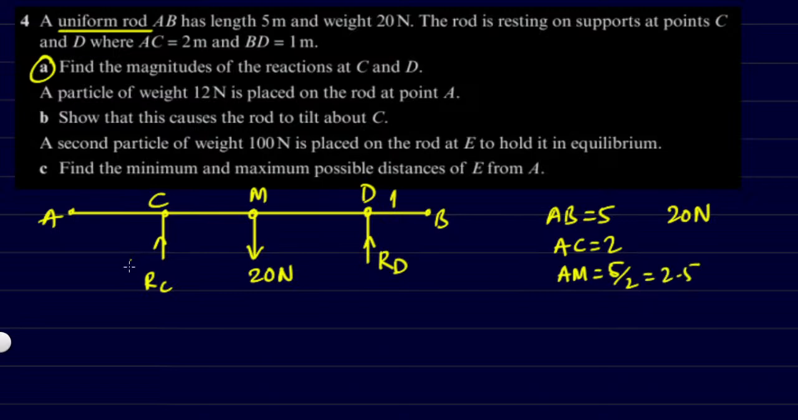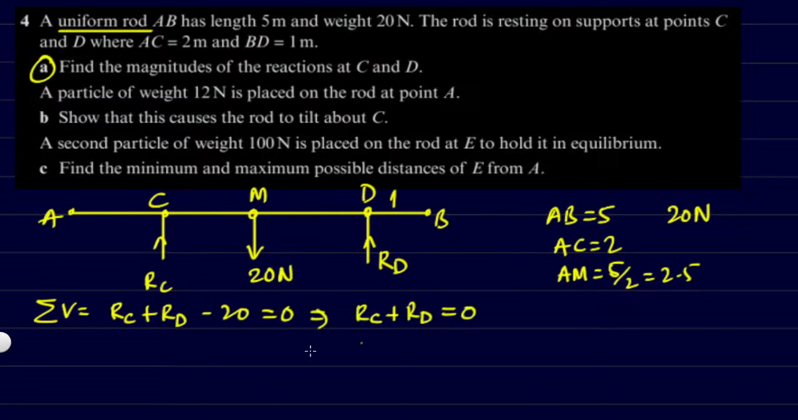Okay. Yes, sir. So in order to find the reactions, we have to take two relations, sigma V: RC upwards, RD upwards, 20 downwards, this will be equal to 0, which implies RC plus RD equals 20. And then moment about which point? Let's take about C point.